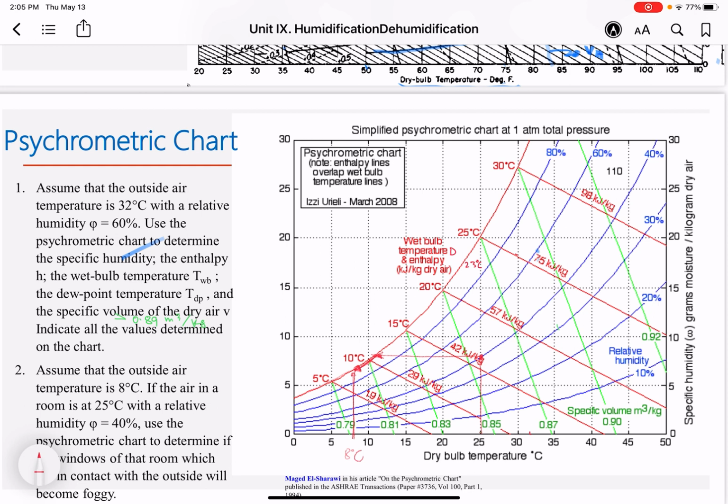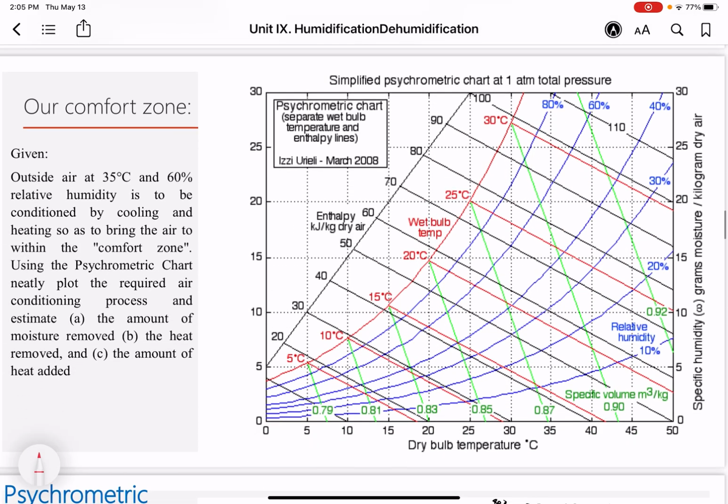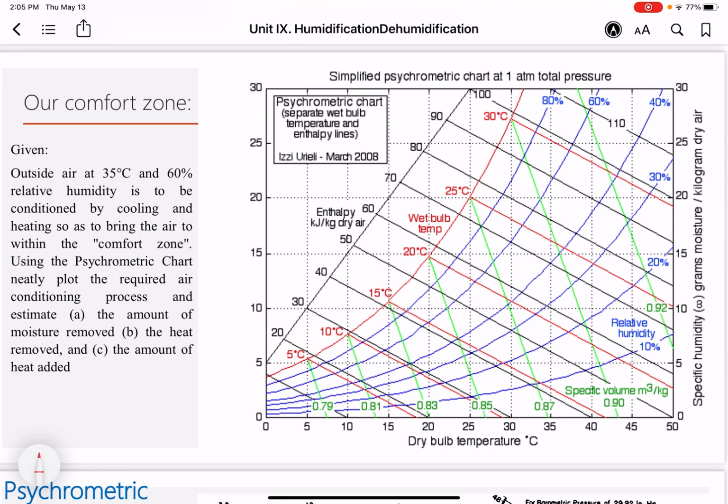Okay? Now, one major application of the psychometric chart is air conditioning. And we find that most humans feel, of course, we feel comfortable when the temperature is between 22 degrees and 27 degrees centigrade, and the relative humidity between the 40 and the 60. This defines actually the comfort zone, which is portrayed on the psychometric chart.